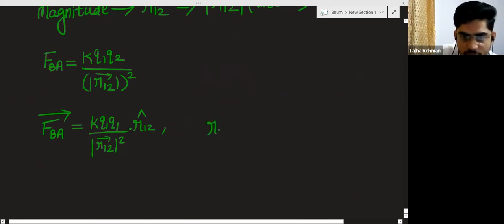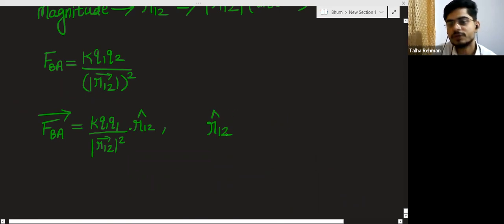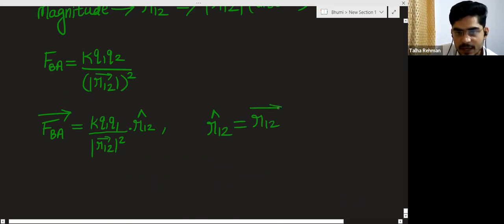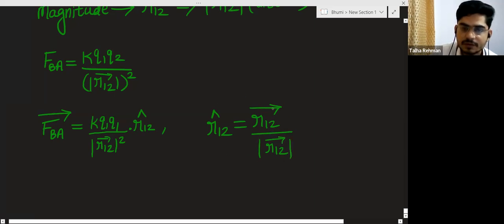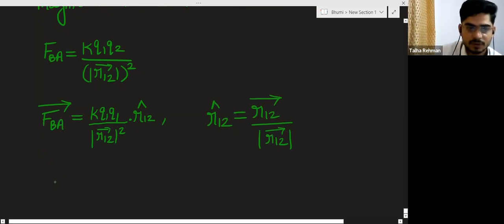Now, for the unit vector we use a cap. So this unit vector r12 cap can be written as r12 vector divided by the magnitude of r12. This is the unit vector, that's how we write the unit vector. Okay, I have converted this force into a vector.